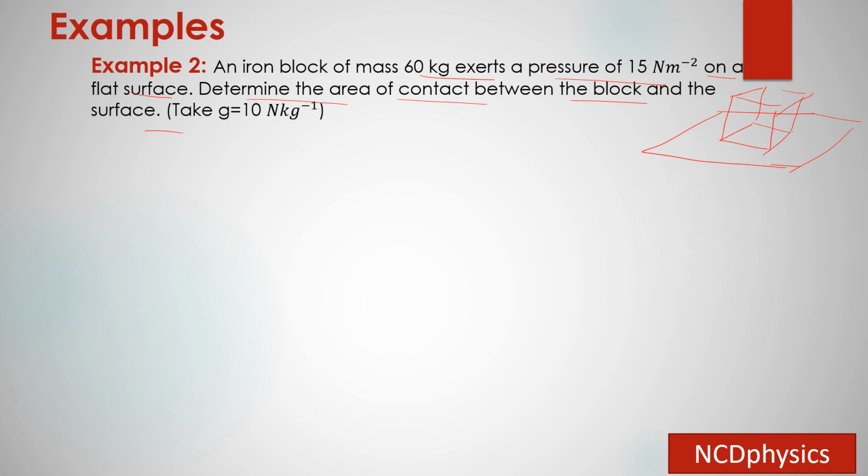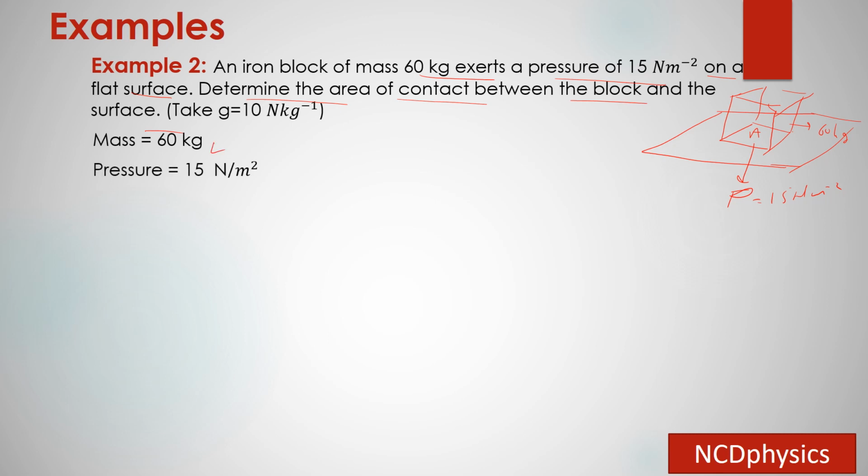Okay, so this is the surface area of contact, and the block mass is 60 kilogram. And how much pressure is produced on the flat surface? Pressure produced is mentioned 15 Newton per meter square. Okay, this is the question given. So the mass is 60 kilogram.